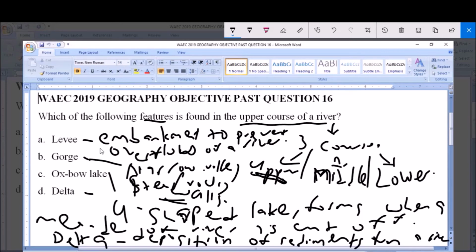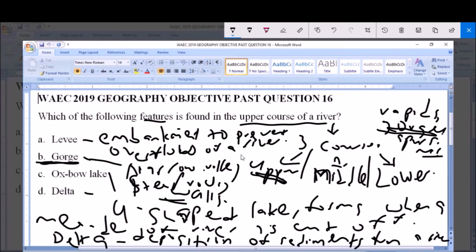Now, upper course river features include rapids, gorges, spurs, interlocking spurs, etc. And we've mentioned gorges as a feature of the upper course of the river. So the answer here is B, gorge. Now the other options are found either in the middle course or the lower course of a river. So the correct answer is B, gorge.